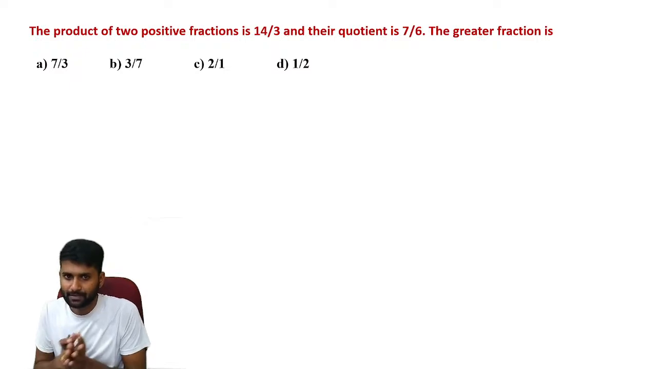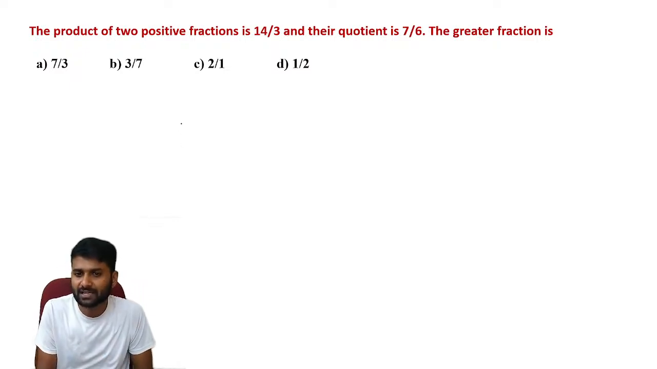Okay, here the question. The product of two positive fractions is 14 by 3 and their quotient is 7 by 6. The greatest fraction is? Let's take the two numbers x and y. And they clearly mention that the product of the two numbers is equal to 14 by 3.